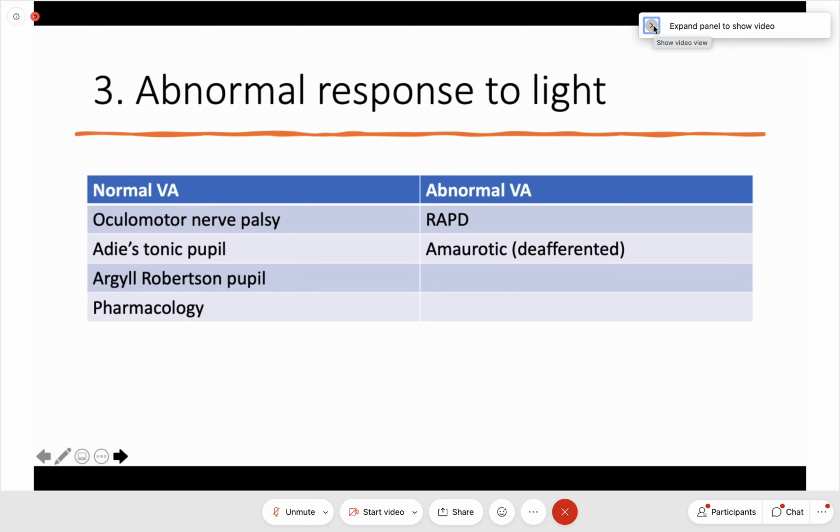All right, now abnormal response to light. This is the type of abnormal response by the pupil when they respond abnormally to light. I further divided it into whether they have normal vision or abnormal vision. If they have normal vision, it could be oculomotor nerve palsy, Adie's, Argyll Robertson, or pharmacology. If they have abnormal vision, there has got to be RAPD, relative afferent pupillary defect, where the afferent pathway is affected, or amaurosis, where the optic nerve is transected, connecting the eye and the brain, so there is totally no response and the pupil is large.